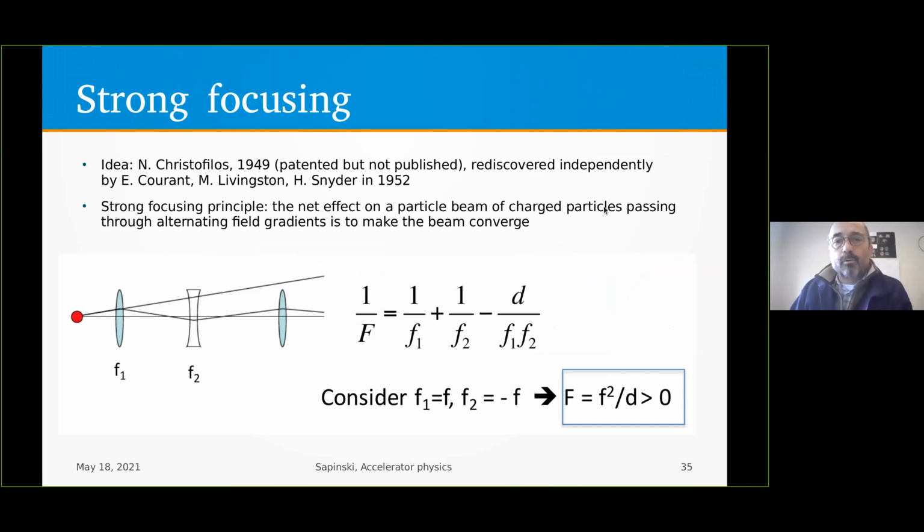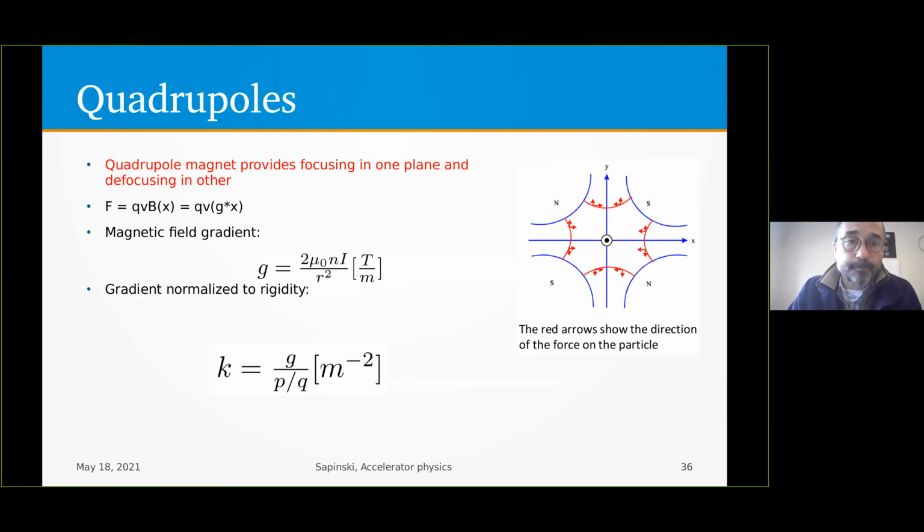But fortunately, we know from optics that a set of focusing and defocusing lenses can have a net focusing effect. And this is what we are using. This is expressed by this equation, which shows the focal distance of a set of 2 lenses. Now if you take f1 equal to f2 and do this calculation, you find that the net focusing of the 2 lenses is equal to f squared divided by the distance between the 2 lenses. And this is of course positive. This is the principle we use in the accelerators.